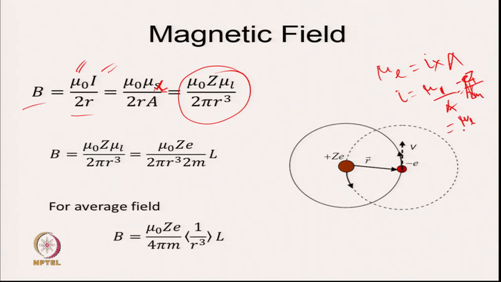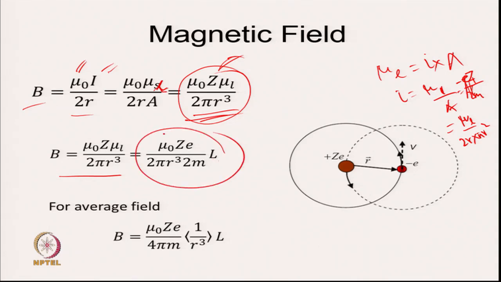So, B is equal to mu naught mu L by A, divided by 2 R, into pi R square. So, this is your 2 pi R cube, and Z I introduced because here your electron not only has charge E, it is Z into E, that is why I introduced Z. Okay. So, this is your B, mu naught Z mu L by 2 pi R cube, and if you remember mu L, it is E by 2 m L.